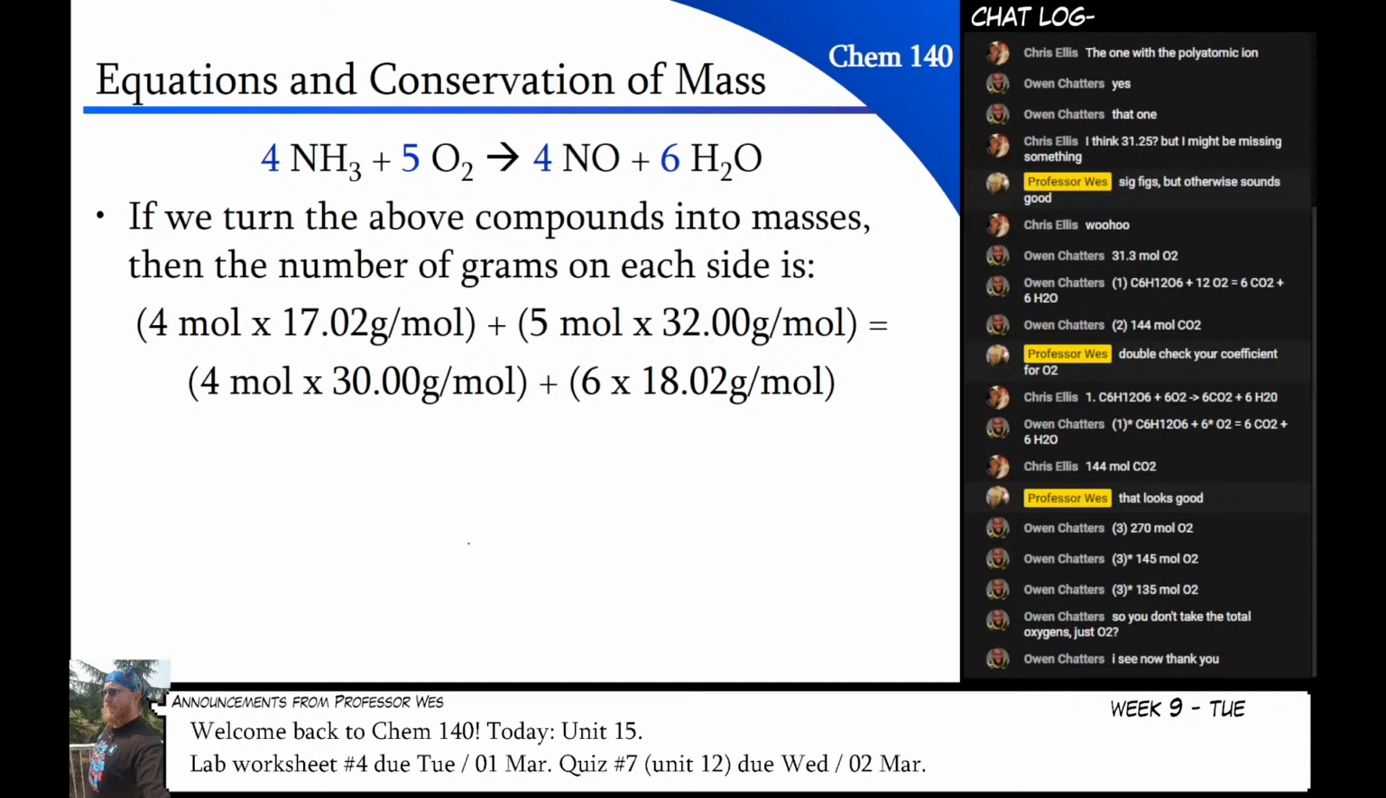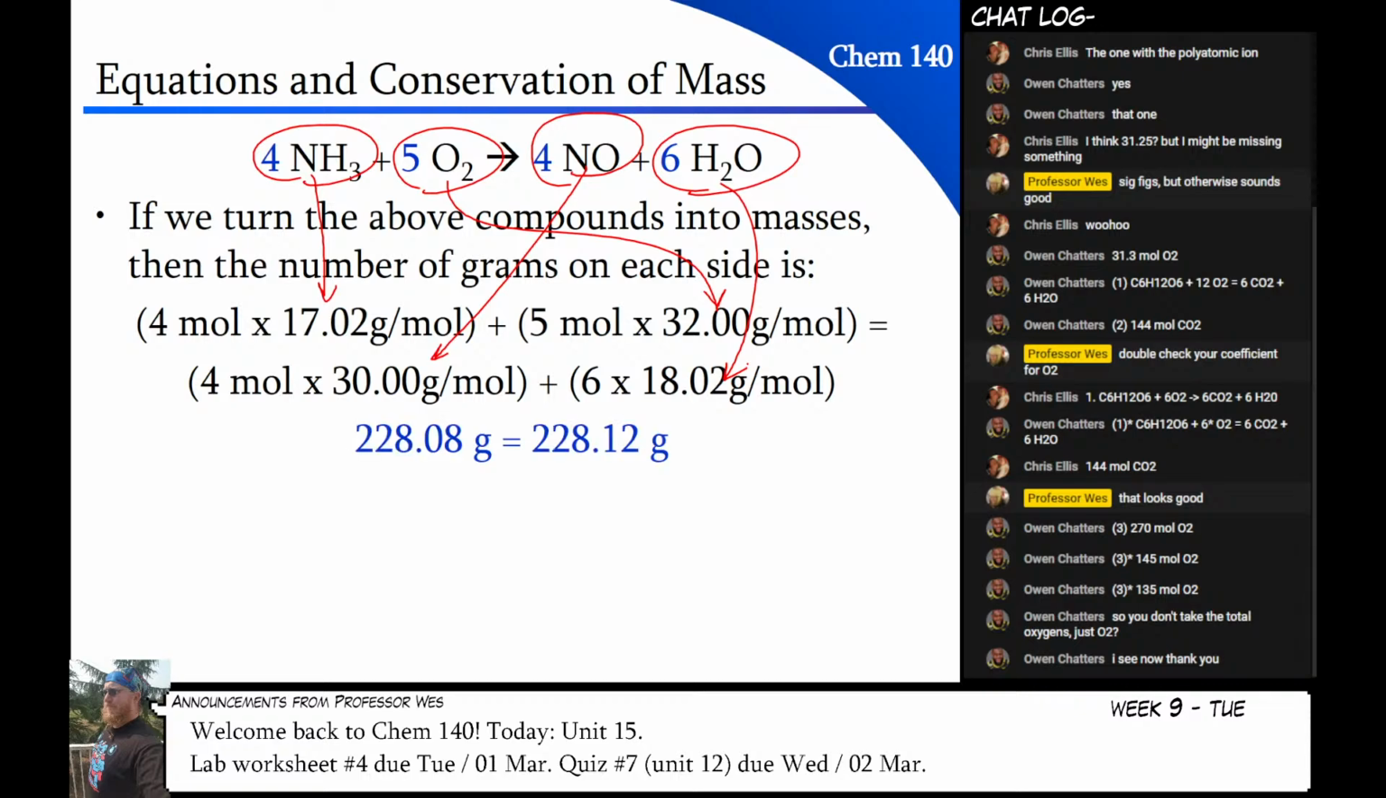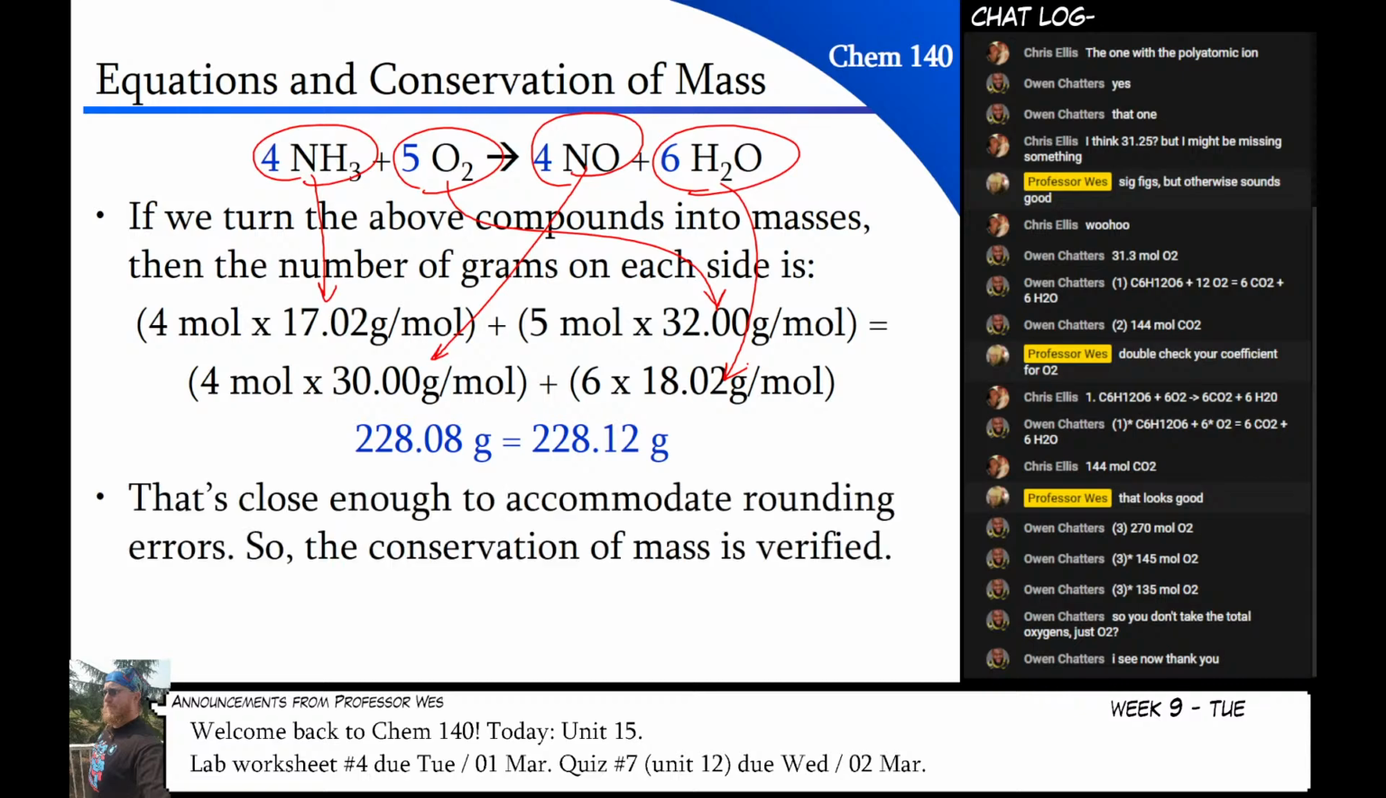So this one is ammonia. This one's oxygen. This one's nitrogen monoxide. And this one's water. And what ends up happening is if I convert these masses to grams, I get this. Which isn't exactly right, but to 4 sig figs it sure is. So 228 point whatever goes in the tenths place. So that just shows us that the conservation of mass is indeed conserved with these calculations.